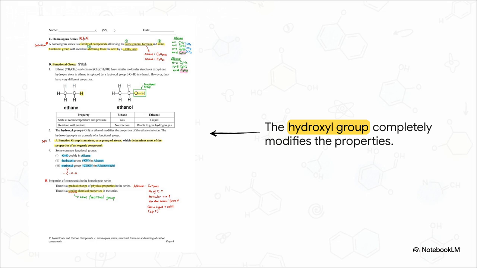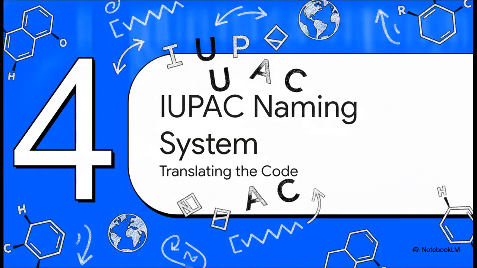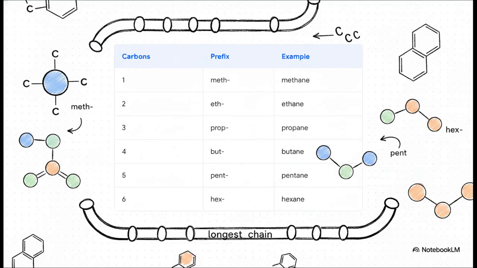A functional group is just an atom or a group of atoms that completely determines most of the properties of an organic compound. It literally modifies how the whole carbon skeleton behaves. Section 4. The IUPAC naming system. Translating the code. Okay, consider this your ultimate cheat sheet.